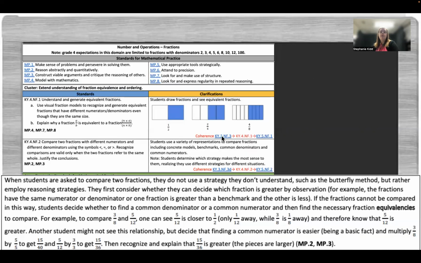So in this one here, when we look at the coherence, we notice that there's not anything that we can teach together with it, but we also notice the fraction before and we notice the fraction after. So this gives us that opportunity. This one has a clarification in that students draw fractions and see equivalent fractions. So when we're going to model with mathematics, they're going to need to draw it out. They're going to need to be able to see it. They're going to need to see equivalent sizes that should be there. And they're going to understand the difference in the numerators and the denominators, even within the same size. So these are things that we want to look at.